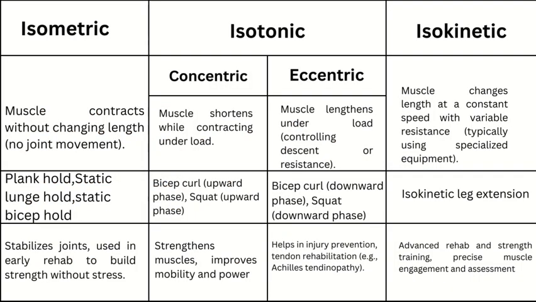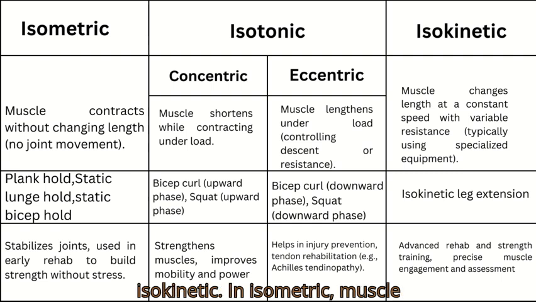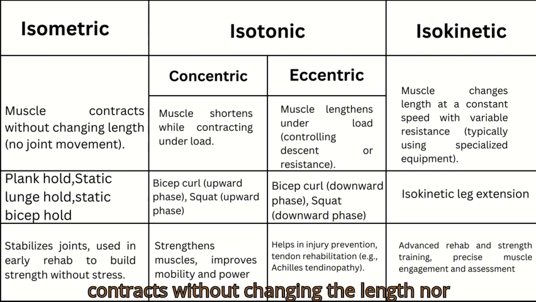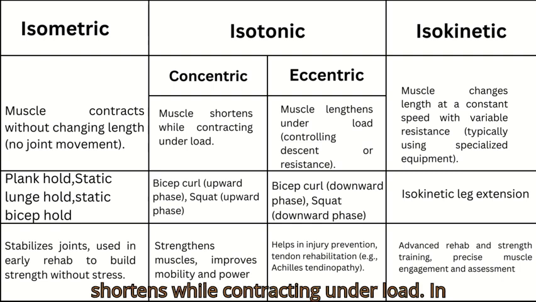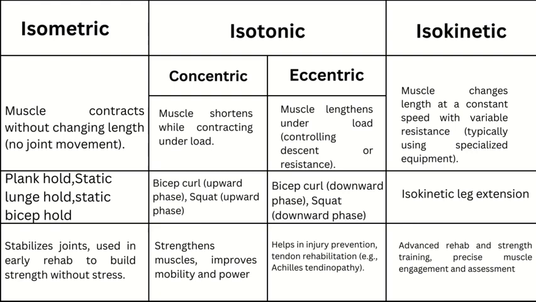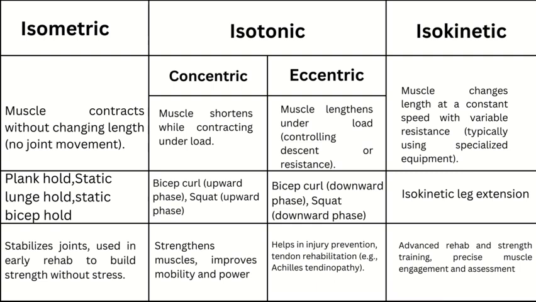This is the summary of the contractions. Isometric, isotonic, isokinetic. In isometric, the muscle contracts without changing its length, no joint movement. In concentric, the muscle shortens while contracting under load. In eccentric, the muscle lengthens under load, controlling descent or resistance. Isokinetic, the muscle changes length at a constant speed with variable resistance, typically using specialized equipment.